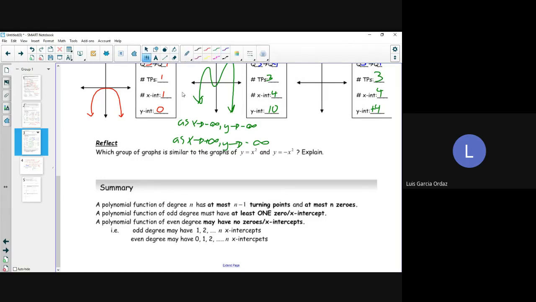Okay, so now, based off the groups of graphs we had, group A and B, which one is similar to y equals x squared? Group A or group B? Okay, group A. Which means negative x squared is more relatable to group B.